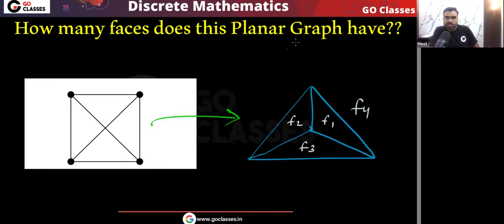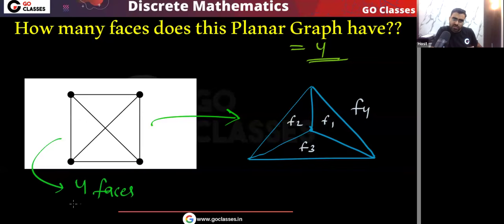So what will be the answer? The answer will be 4 faces. Is this clear? So this graph, please understand, if someone asks you how many faces this graph has, your answer will be 4. In this graph there are 4 faces.